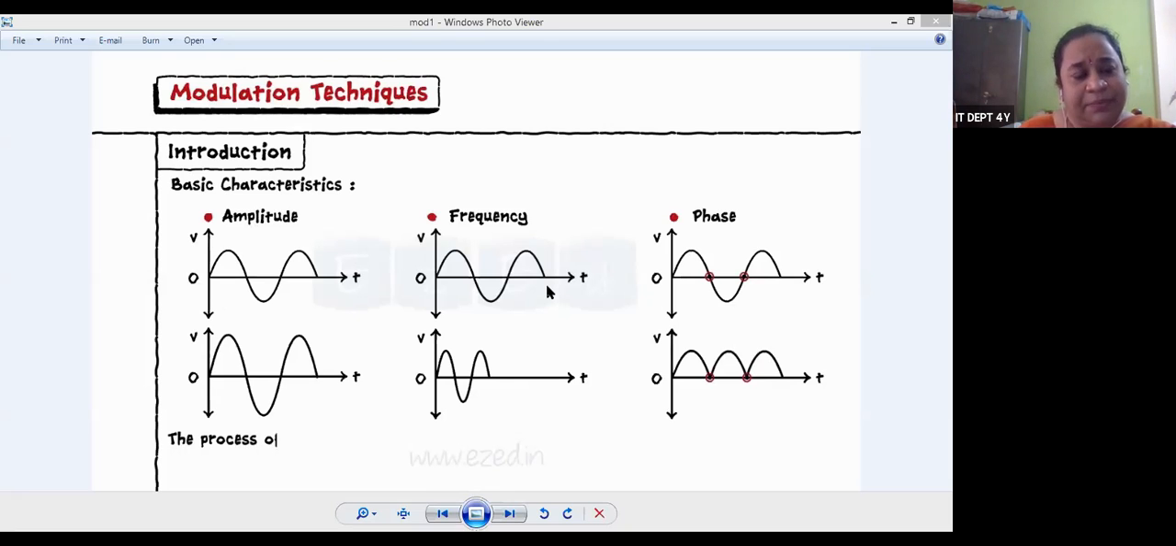This is how simply and shortly we can represent what amplitude modulation is, what frequency modulation is, and what phase modulation is. Now we'll go internally and technically into how this modulation is represented mathematically, right?